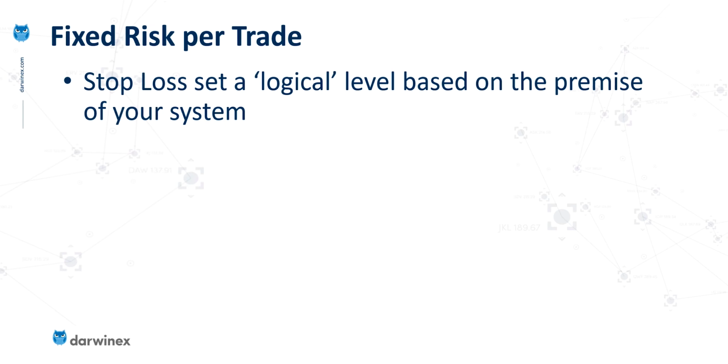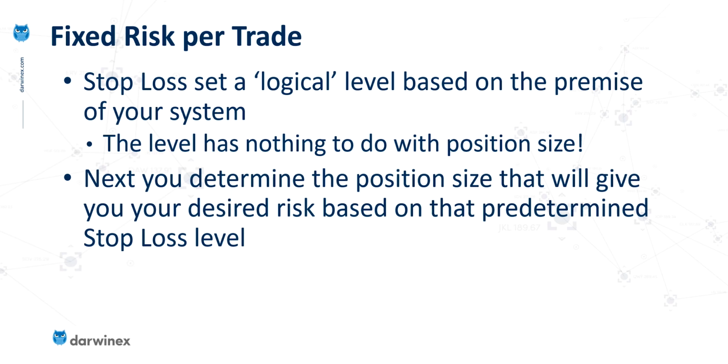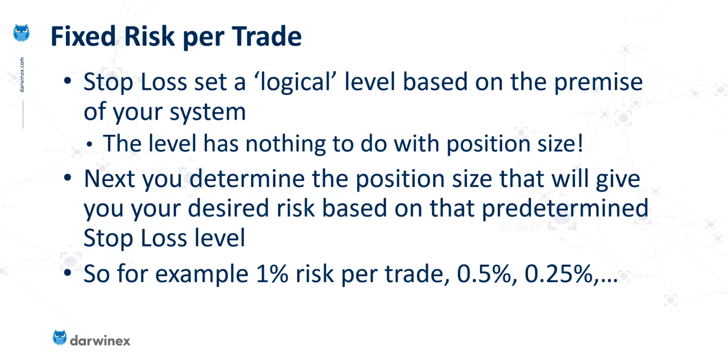So let me just talk now about the logical setting of stop loss values. This should almost always be done based on a logical level determined by the premise of your trading system's rules. And so the actual price that you set as your stop loss shouldn't be anything to do with your position size. It's only after you've set the level that you should then do a calculation to determine the position size that will give you your desired risk based on that predetermined level. And so examples of a desired risk might be, for example, 1% per trade or 0.5% per trade. And this percentage, of course, is based on the equity in the account at the time you open the trade.